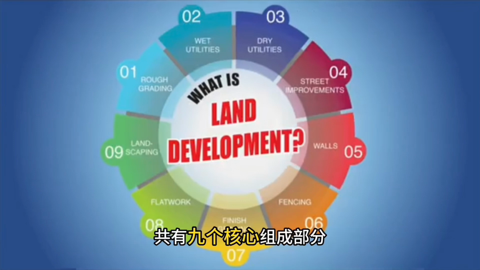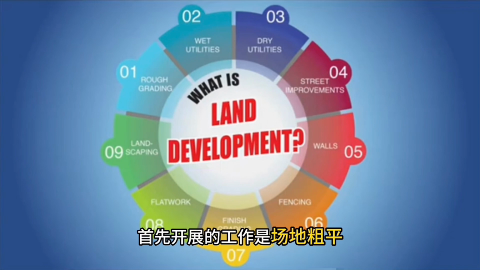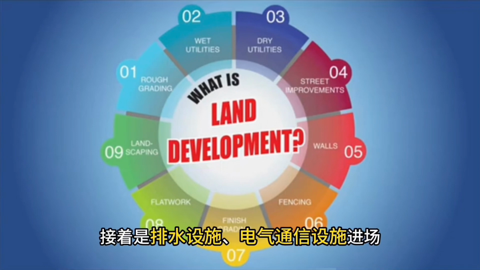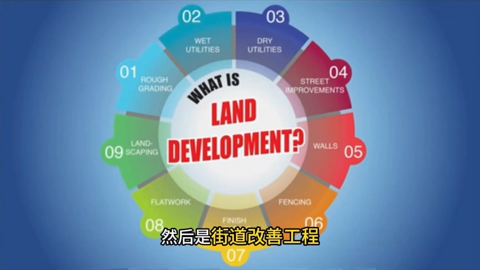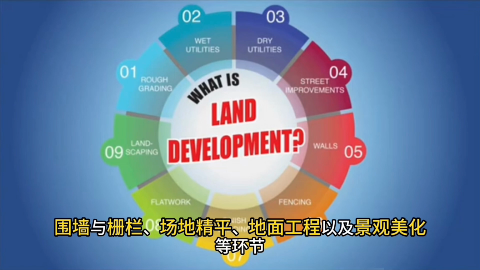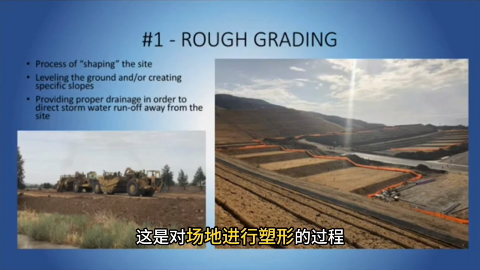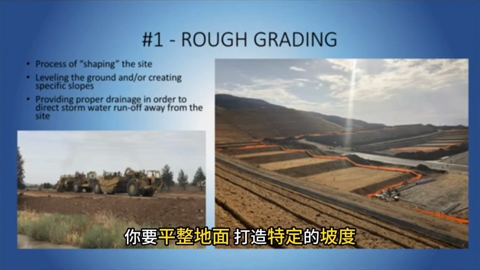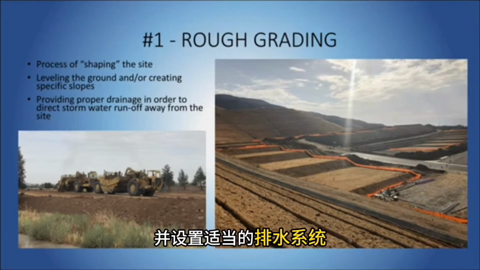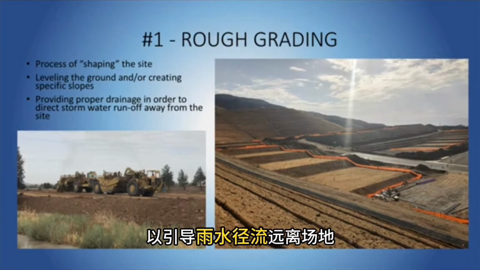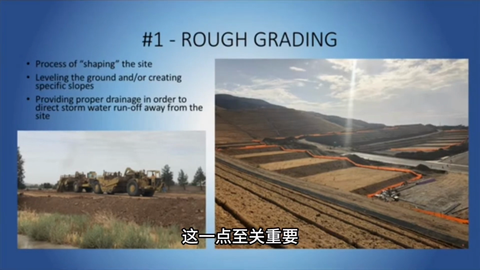Well, there's your core 9 right there. The first one out of the gate being rough grading, and then wet utilities, dry utilities, street improvements, walls, fencing, finish grading, flat work, and landscaping. Number 1, rough grading. That's the process of shaping the site. You're leveling the ground and creating specific slopes, and you're providing proper drainage in order to direct stormwater runoff away from the site, which is always a big deal.